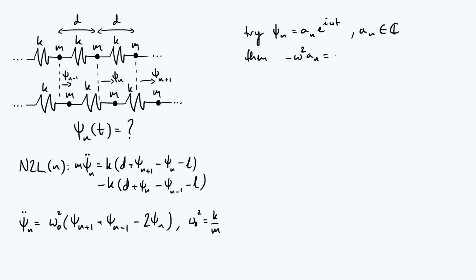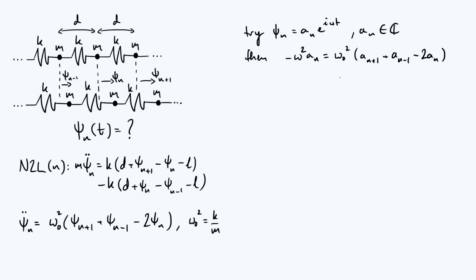The right-hand side still got your omega naught squared. Then the rest of this is easy to write down. We don't even have to differentiate, right? You're going to get an a n plus 1 from the psi n plus 1, and similarly for the other two terms, right? So plus a n minus 1 and minus 2 a n, where we've cancelled down all of the oscillatory terms from each individual term.